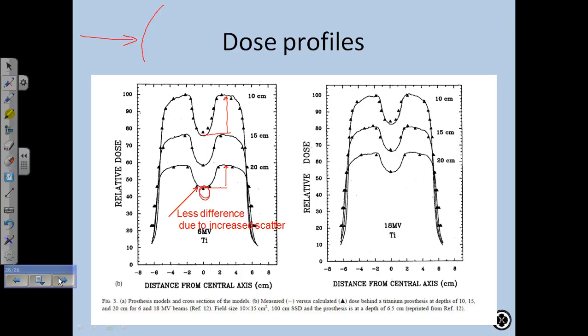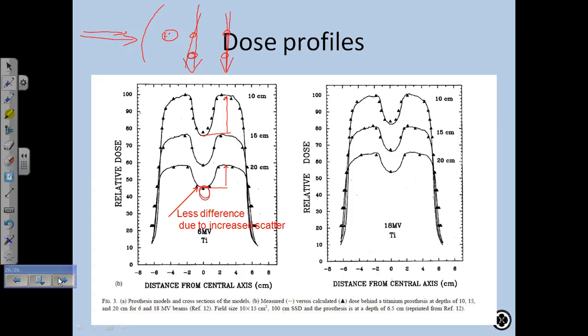Here's the hip. Here's 10 cm and here's 20 cm. Okay, so the beam's coming this way, and this is the hip. Okay, and there's 10 cm depth and there's 20 cm depth, and this is a profile and this is plotted in this direction. So why would the difference be greater between this point and this point versus a 20 cm depth between this point and this point?